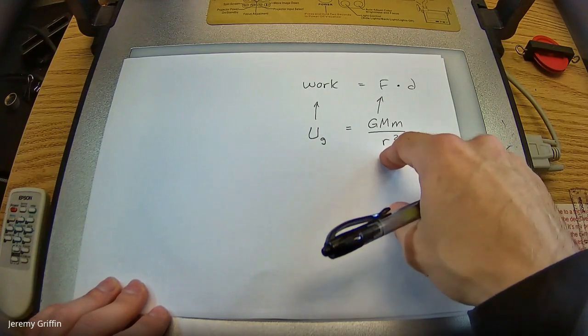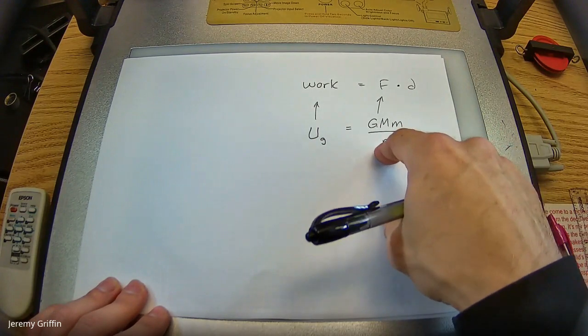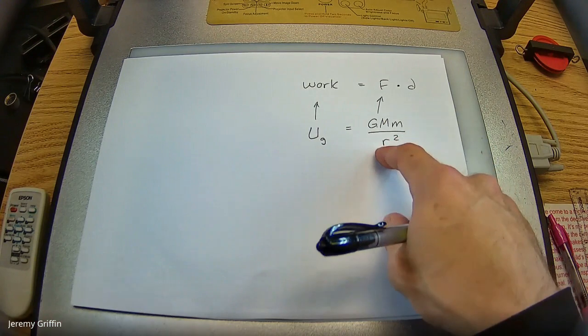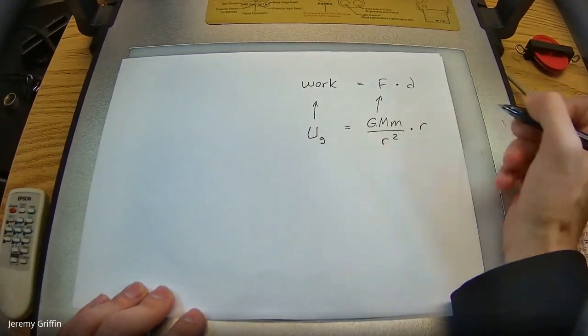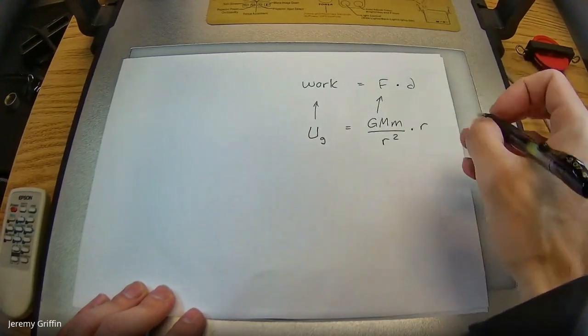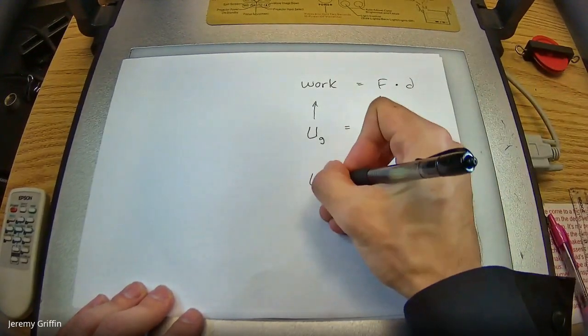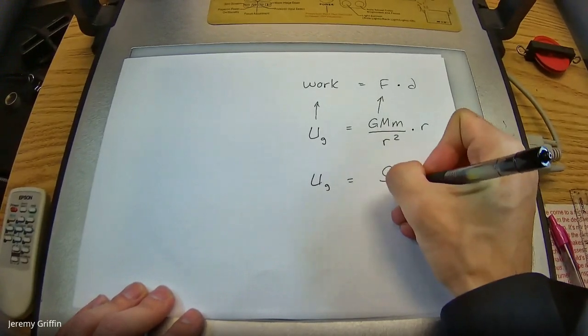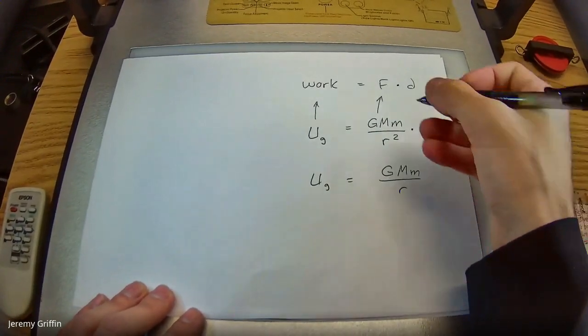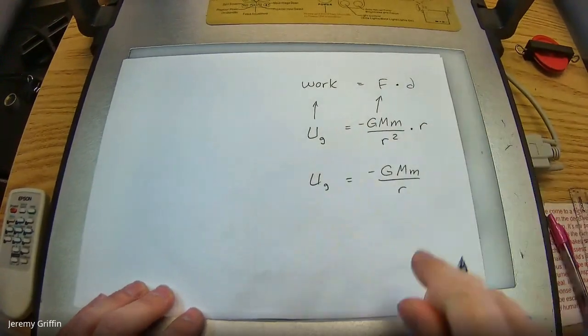And then distance. Well, I see a distance variable already in here, which is some value r. So what if you were to lift it to that location? Maybe we could multiply by r. Isn't one of the r's going to cancel? So that would be something like GMm over r. But there's one more detail, which is I threw in a negative sign. What's the negative sign about?